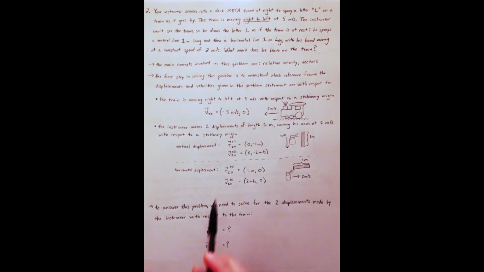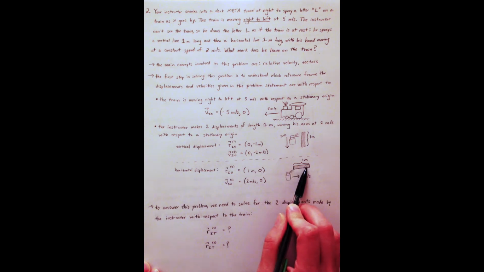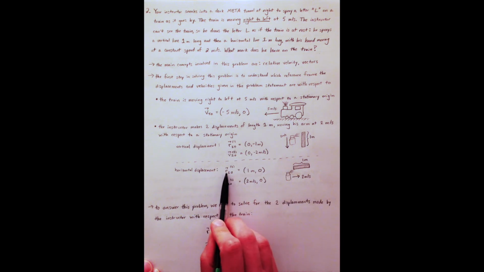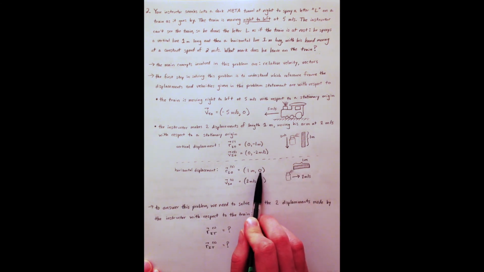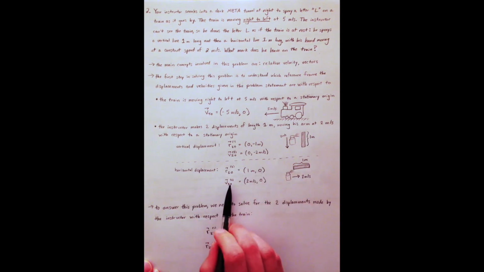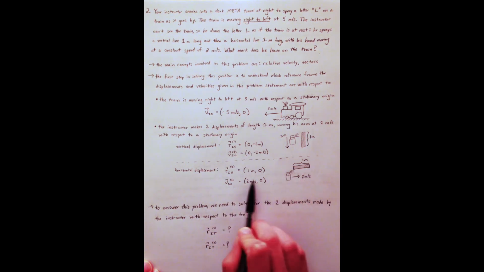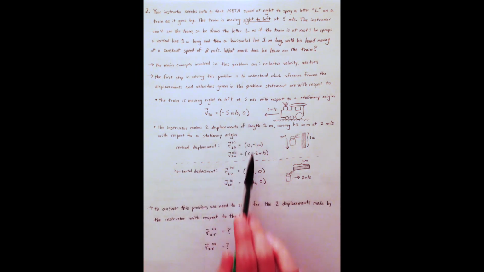The second displacement was horizontal, when the instructor makes this horizontal portion of the letter L. In this case, the displacement of the instructor's arm with respect to the origin is 1 meter in the x direction and 0 meters in the y direction, and this happens at a velocity of 2 meters per second in the x direction and 0 meters per second in the y direction. All of these velocities and displacements are given in the reference frame of the origin.